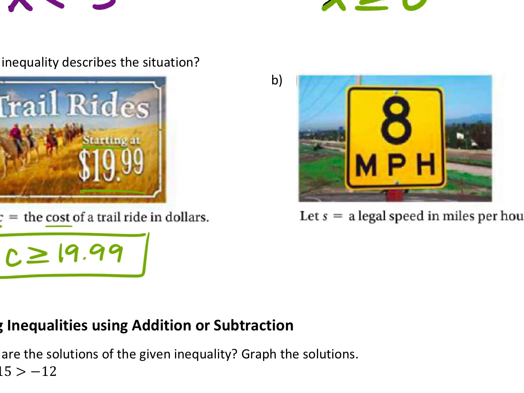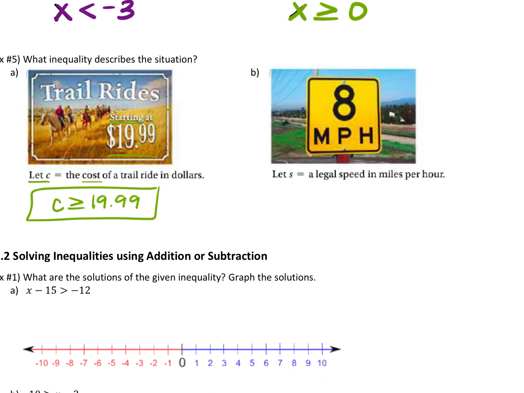This one's just silly. S is a legal speed in miles per hour. What says S is less than or equal to 8? 8 miles. Can you even go that slow? Maybe they're talking about like the tractor. So if the speed limit is 8 miles per hour, the rule is you don't go over that, right? But you can go that speed. So the speed has to be less than or equal to 8.